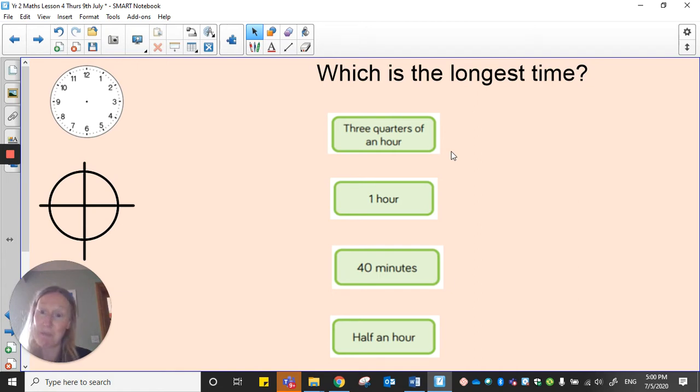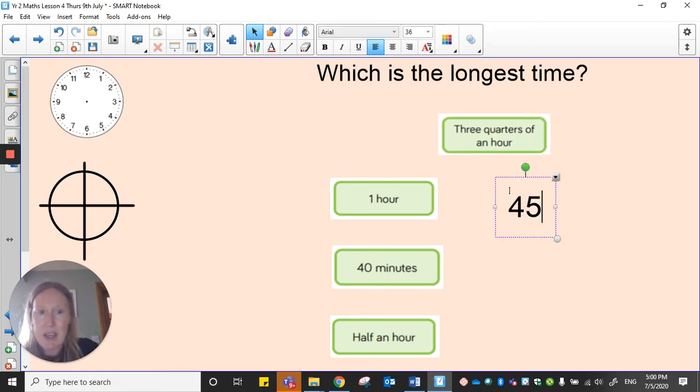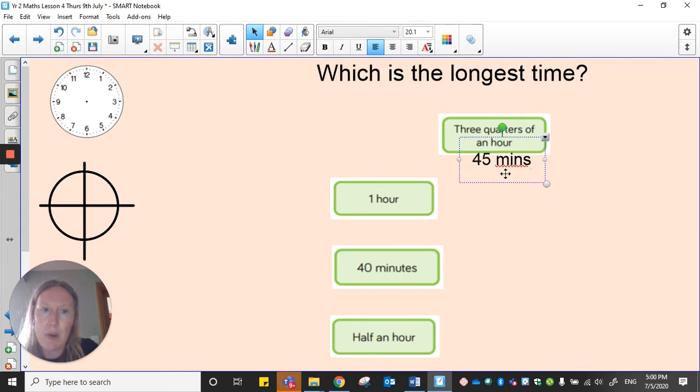Okay, how did you get on? Did you need to use this for the half hour? Did it help you having that clock there? Okay, so 3/4 of an hour. Ooh, so you had to go 1/4, 2/4, 3/4. So how many minutes was that? That's coming all the way around to the 9. 5, 10, 15, 20, 25, 30, 35, 40, 45 minutes. So that is the same as 45 mins, which is just a quick way of writing minutes. Okay, so we now know how much long that is.